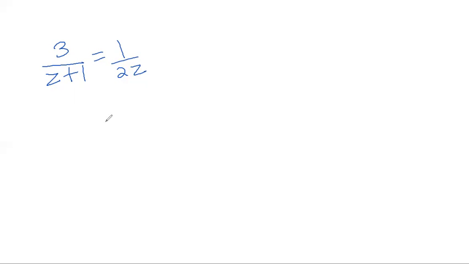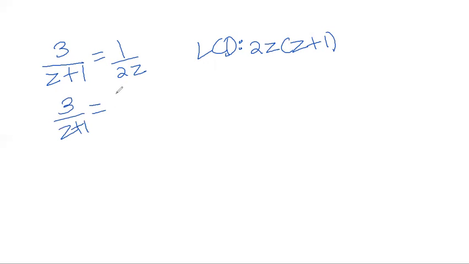So imagine you were adding or subtracting these two rational expressions. What is our least common denominator? Well, you have 2z here and z plus 1 here. So the LCD is going to be 2z times the quantity z plus 1. And now this is important: you want to keep the z plus 1 in parentheses like that. Also, don't distribute it, because if you distribute this 2z, it's going to make it a lot more complicated. So I'm going to rewrite the equation like this, and multiply both sides by my LCD, which again is 2z times z plus 1.